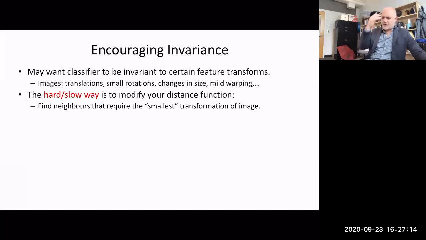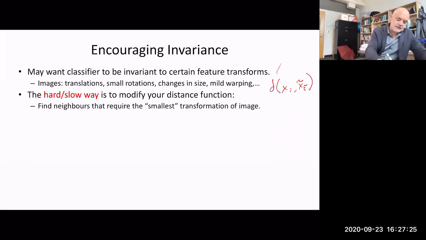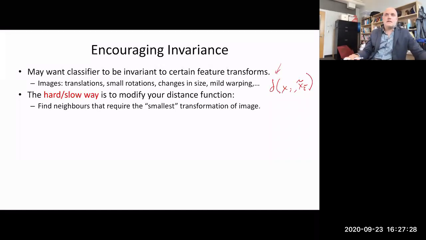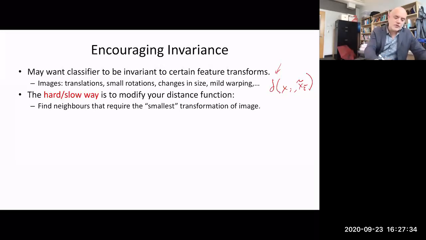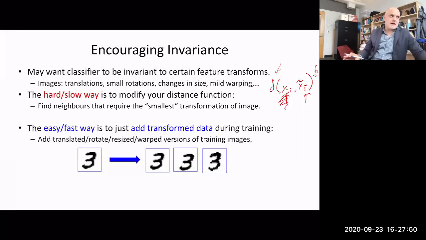So the hard way is to think about how I could possibly define some sort of distance function between x_i and x tilde, and design such a function in a way that is translation invariant, so that it returns the same value if the test image is translated all around. That's really hard. The easy way, the fast way, is just to add transformed data to your training data set.